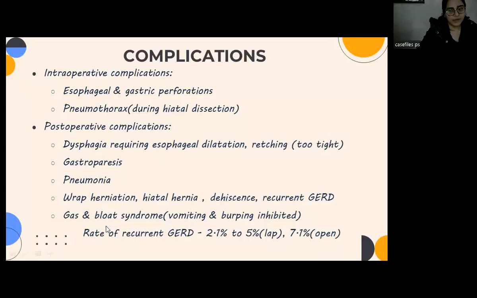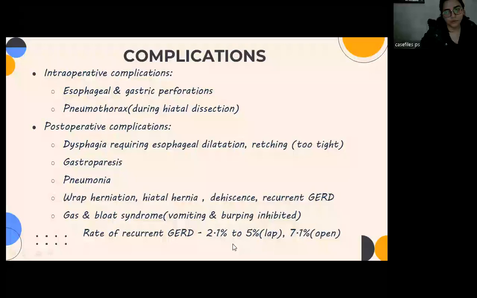Gas and bloat syndromes are extremely common in patients with Nissen fundoplication, and this is the reason people propose that instead of doing a complete 360-degree fundoplication, we should consider partial fundoplication because of the excessive tightening of the fundus. The rate of recurrent GERD is seen in both laparoscopic and open approaches, with a higher incidence of around 7% in the open approach.